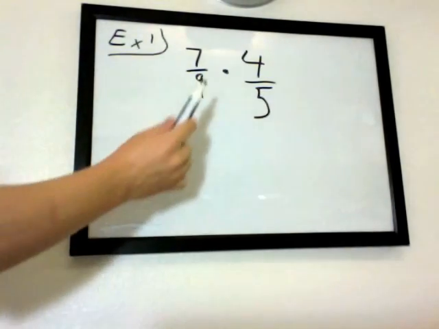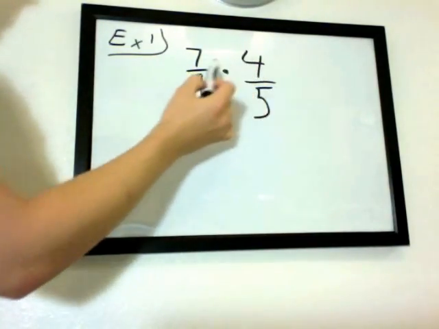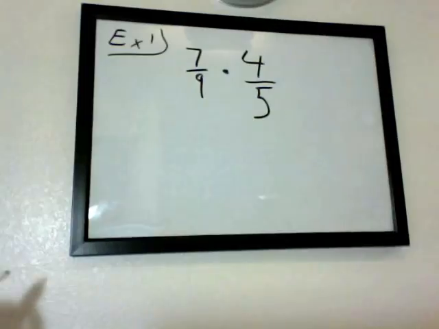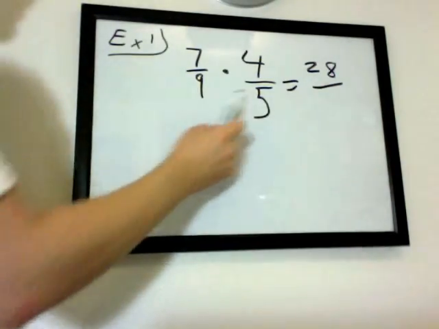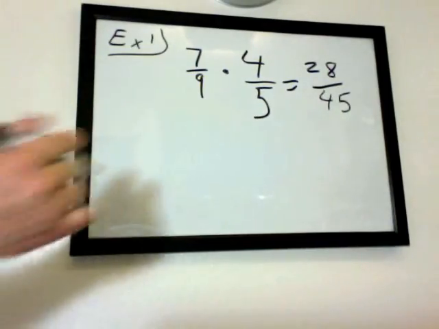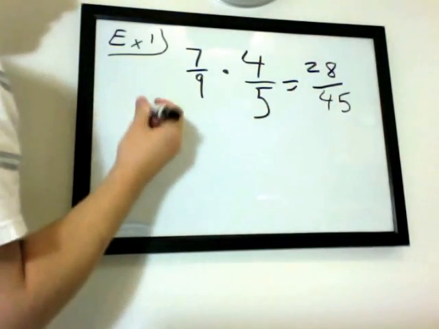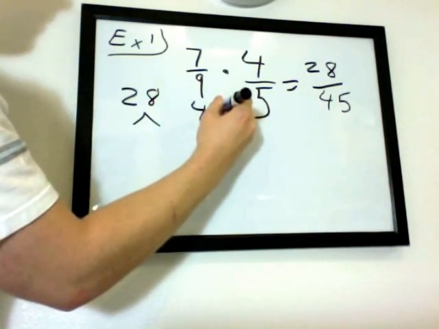The first thing that you would do is just multiply the top by the top. 7 times 4 equals 28. 9 times 5 is 45. Let's see if we can break down the 28 over 45. We'll make our factoring trees of 28 and of 45.